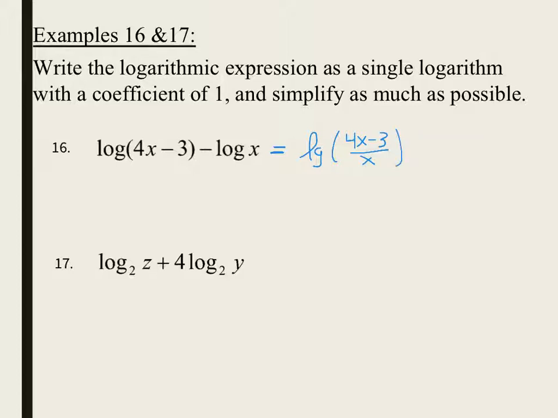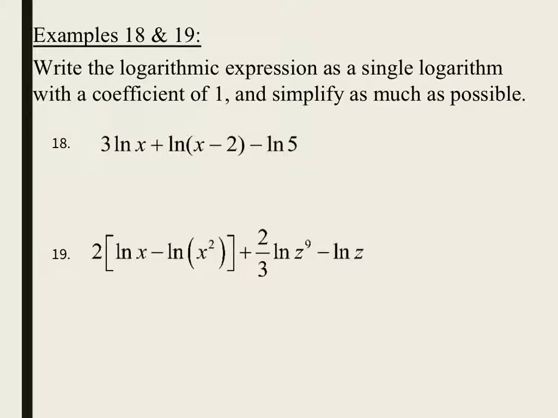And in number 17, we're going to do the same thing, except we're going to take one more step before we actually do the product rule in reverse. So what we're going to do is log 2 of z plus log 2 of y to the fourth. So in this case, we did the power rule first, and now we're going to use the product rule. So now this is log 2 of z y to the fourth. There it is.